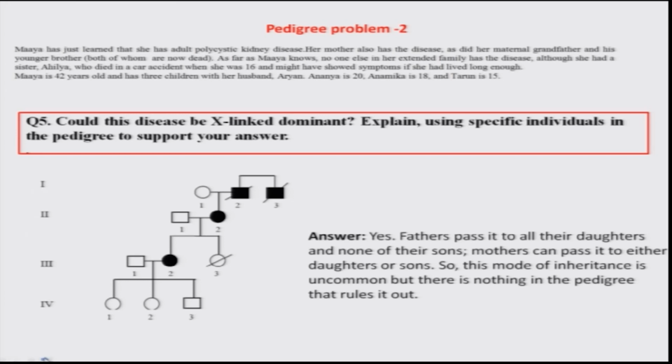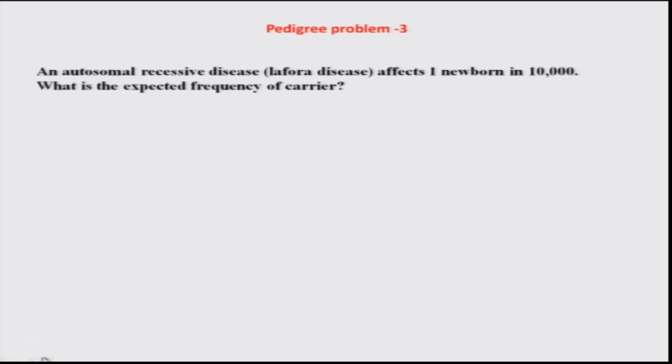Now, this was a problem which was related to a particular pedigree. Now, there are problems related to a population too. Now, let us look into such problems. That is our pedigree problem 3 for today. So, let me read the question for you. An autosomal recessive disease, supposedly Lafora disease, affects one newborn in 10,000. So, what is the expected frequency of a carrier in a population?